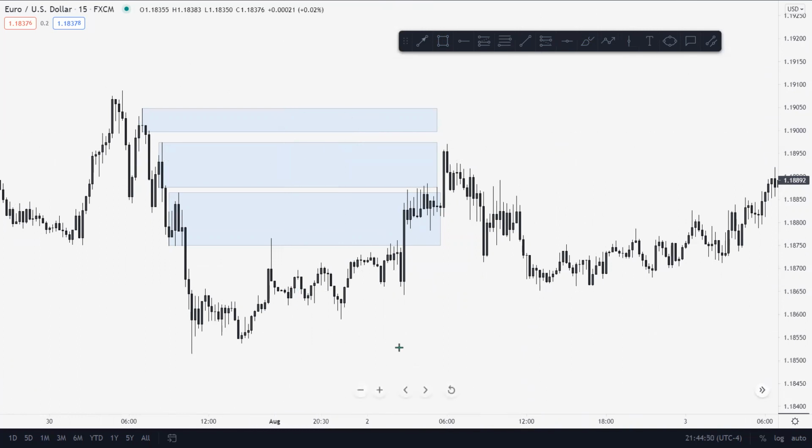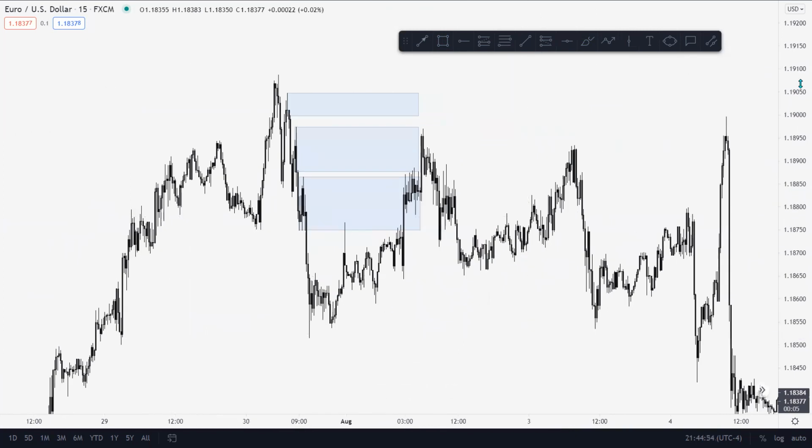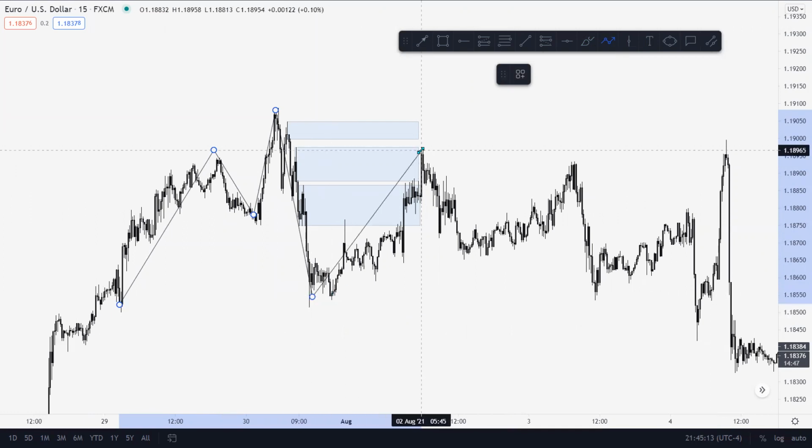So this is one pullback, right? And I'll draw it all out. So we had, I'll start from a little bit lower. So boom, here, pullback, boom, BOS right here. This is to me the low of the market. Boom, right? Here's our pullback.